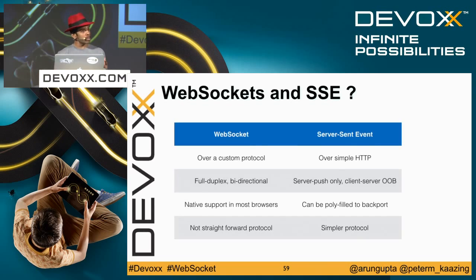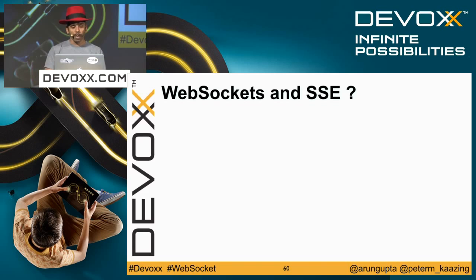WebSocket is not a straightforward protocol. If you look at the framing API and all those things, it's a little bit involved, and you need a higher level API on top of it to actually get it functional, to be more productive. In case of server-sent event, it's a pure, simple event source: listen to the events, and that works very well.